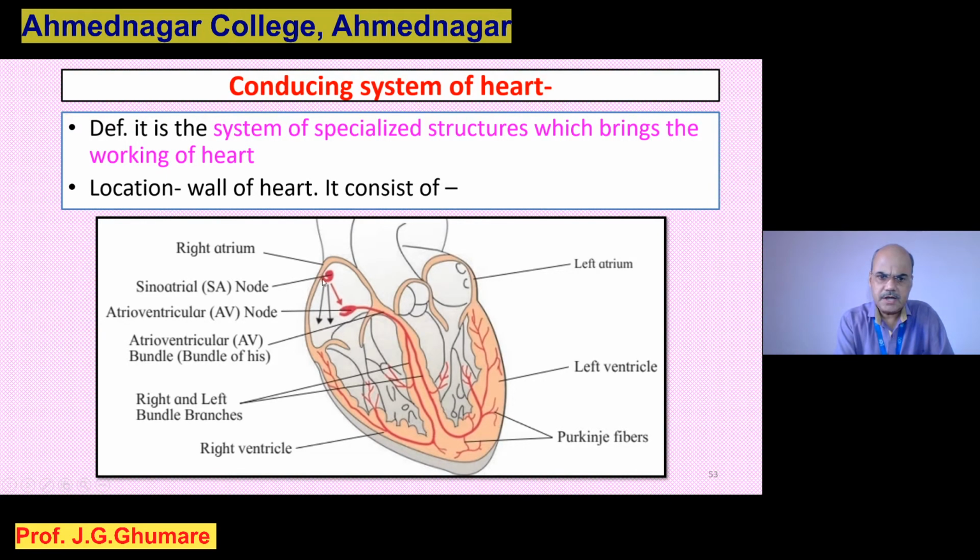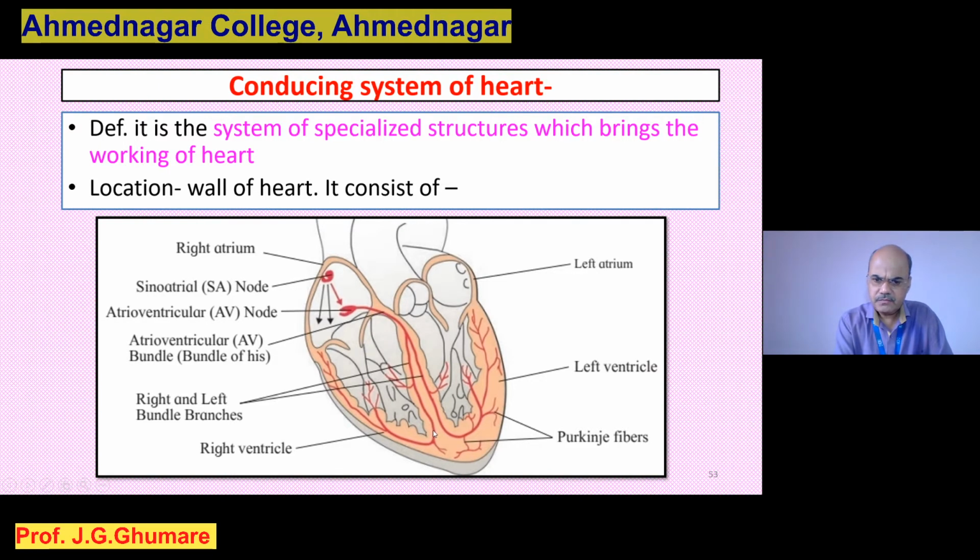See, this is the right atrium. Below the opening of the superior vena cava is the first component, called the SA node, the sinoatrial node. The second component is present here at the junction of both atria, and this is called the atrioventricular node, the AV node. The third component starts as a single one, then bifurcates and comes up to the base of the heart. This is called the bundle of His.